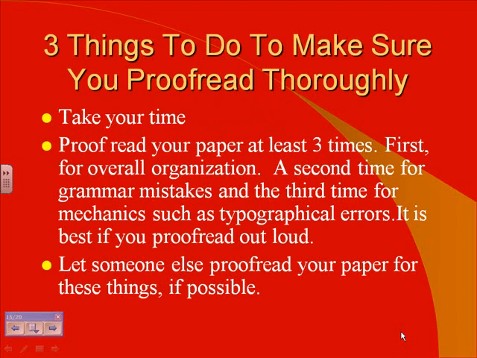Three things to do to make sure you proofread thoroughly. Take your time. Proofread your paper at least three times. First for overall organization, the second time for grammar mistakes, and third for mechanics, such as typographical errors. It is best if you proofread out loud. Let someone else proofread your paper for these same things if possible.